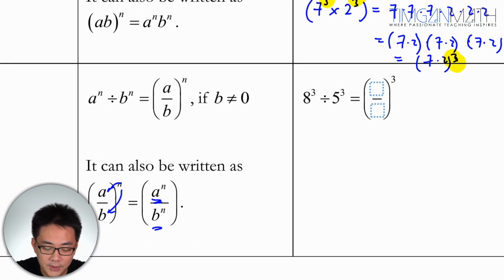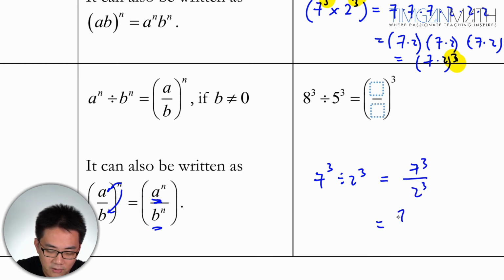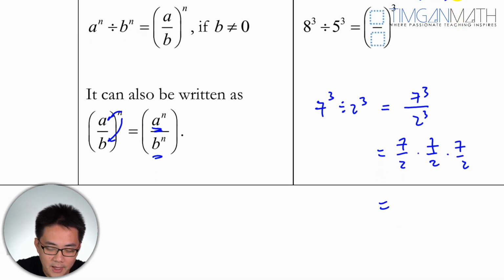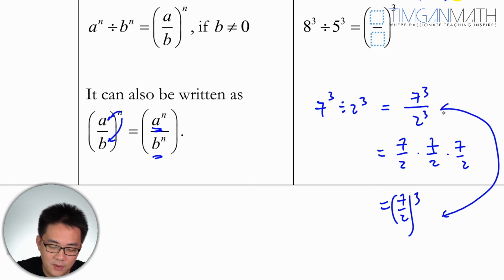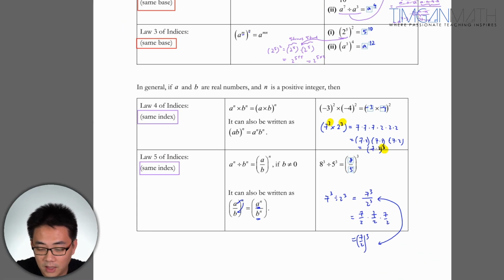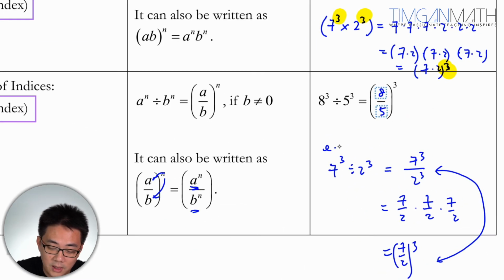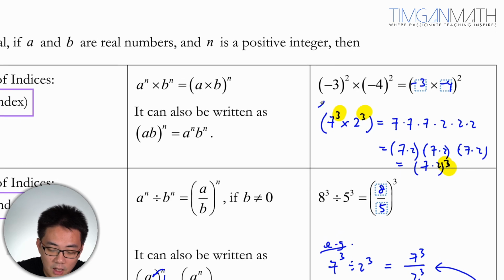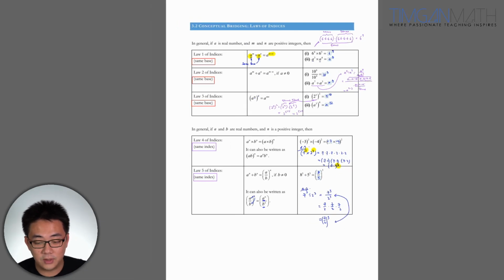So for example, if you have 7 to the power of 3 divided by 2 to the power of 3, this would be 7^3 over 2^3, which is actually 7 over 2 times 7 over 2 times 7 over 2, which is actually 7 over 2 to the power of 3. So this and this, they are the same. So in other words, if this is 5, it will be the same. This is just an example, so this is how you understand these concepts proficiently.